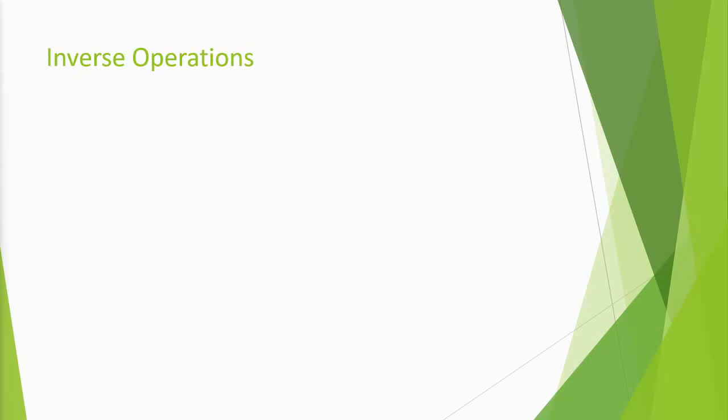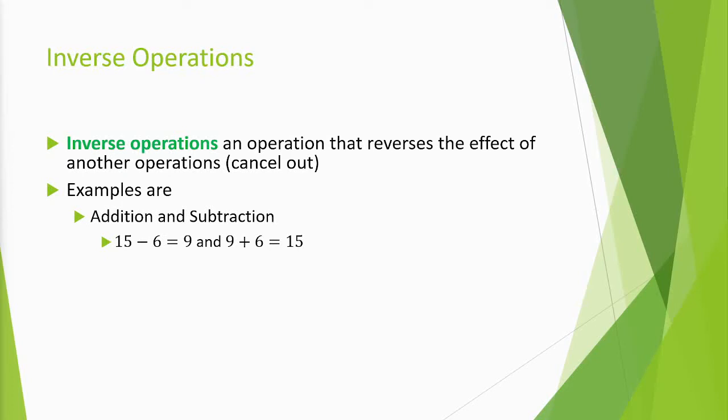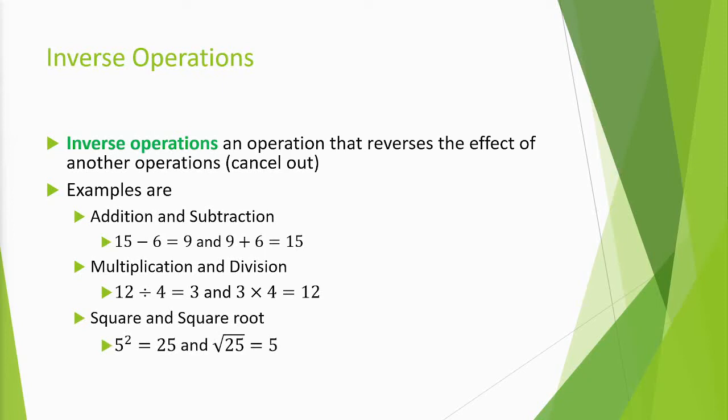Inverse operations are really important to find out, and there are a lot of them, but we're only going to worry about a couple. An inverse operation reverses the effect of another operation, and we call this cancelling out. The examples we're going to look at today are adding and subtracting. We know they are inverse because 15 minus 6 equals 9, but 9 plus 6 equals 15. Minus and plus are opposites. Multiplication and division are also inverse operations. One we're not going to look at today, but it's good to keep in your head, is square and square root operations. 5 squared is 25, but the square root of 25 is 5, so they're inverse operations.